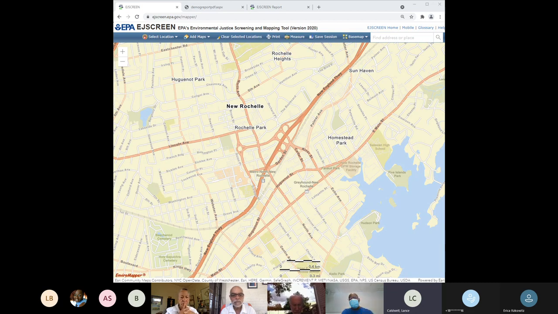So first of all, to get here I just Googled EJSCREEN, and this was the first thing that popped up. And of course, I brought it to New Rochelle immediately. But this tool is available to the public. You don't have to download anything. It's on the browser. EJSCREEN was built by EPA to be very simple and intuitive, so you don't need experience with other mapping systems like GIS to be able to use it. It just takes a little bit of time to get the hang of it.